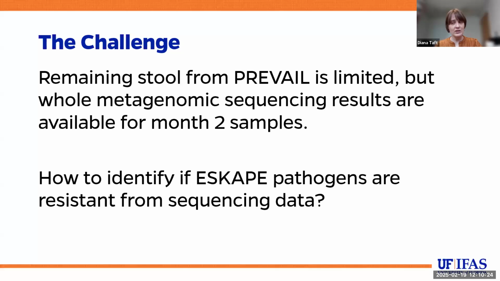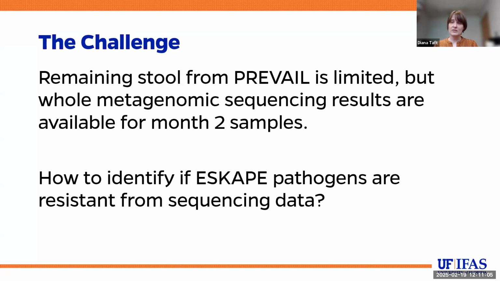Now, one of the challenges of working with this already existing cohort is that the stool remaining from those weekly collections is very limited. But there've already been several time points where whole metagenomic sequencing is completed. So we have whole metagenomic sequencing available for all the month 2 samples. So this left me with what I would consider a very big bioinformatic challenge, which is how to identify if escape pathogens are resistant from sequencing data.